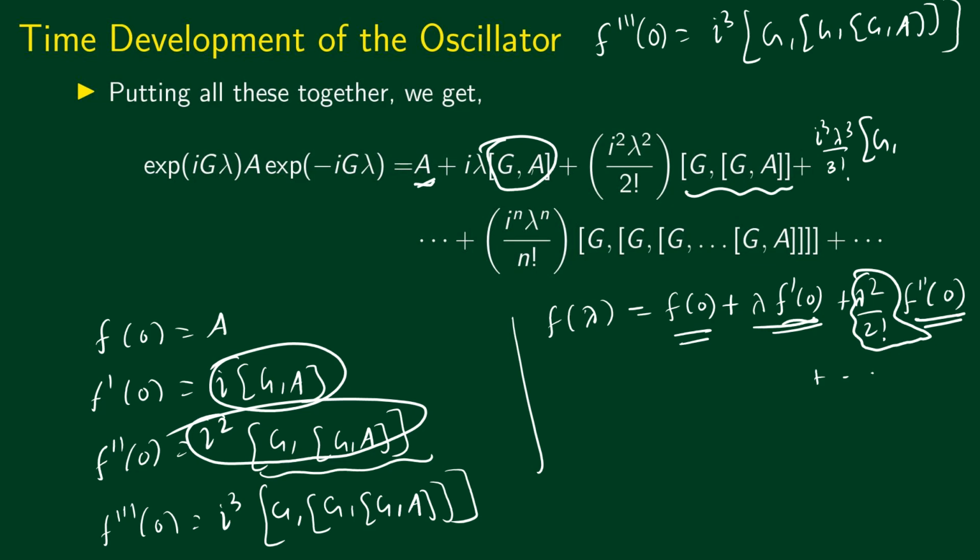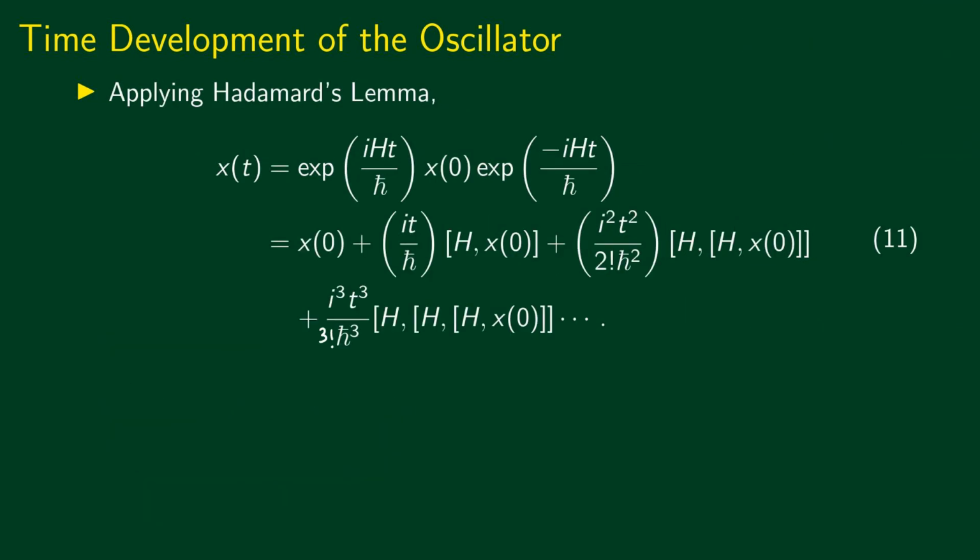Okay, so we will have the commutator of g with the commutator of g and a in here. Okay, we have just proved Hadamard's lemma. Now we just have to apply Hadamard's lemma to this expression for x of t. In place of lambda in our previous expression that we proved, we have t divided by h bar.